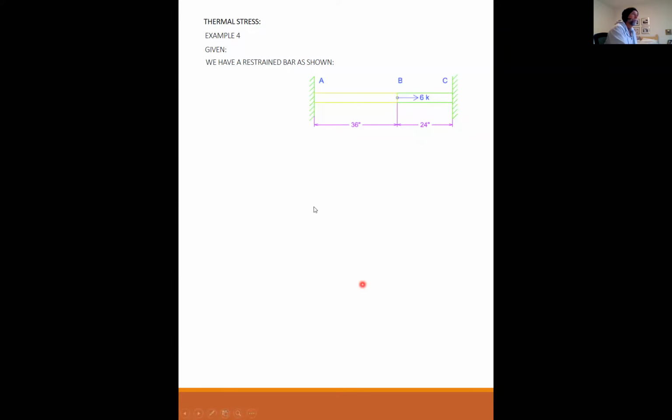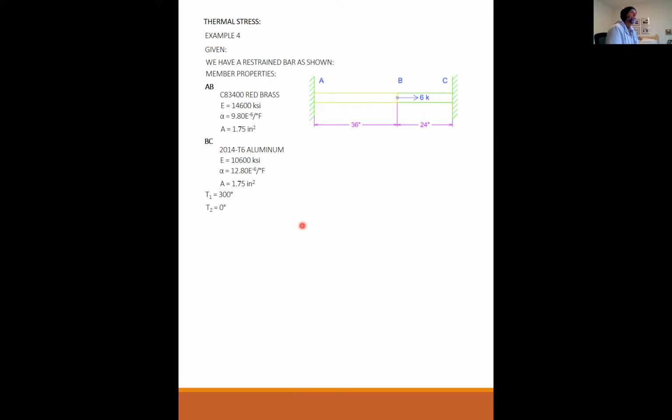For this particular problem, I changed the materials again. I'm going with red brass from A to B. Young's modulus is 14,600. Alpha is 9.80 e to the minus 6 per degree Fahrenheit. Area is 1.75 inches squared. For BC, we're going back to aluminum. Young's modulus is 10,600, and alpha is 12.80 e to the minus 6 per degree Fahrenheit. Area is 1.75 inches squared. T1 is 300 degrees. T2 is 0 degrees.